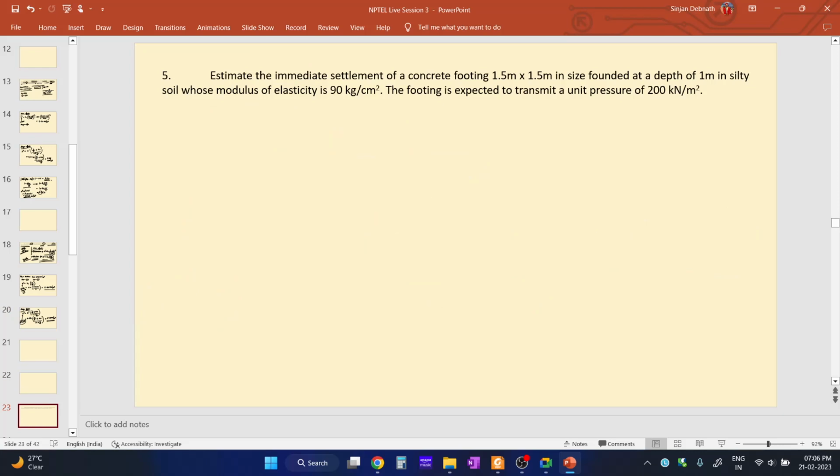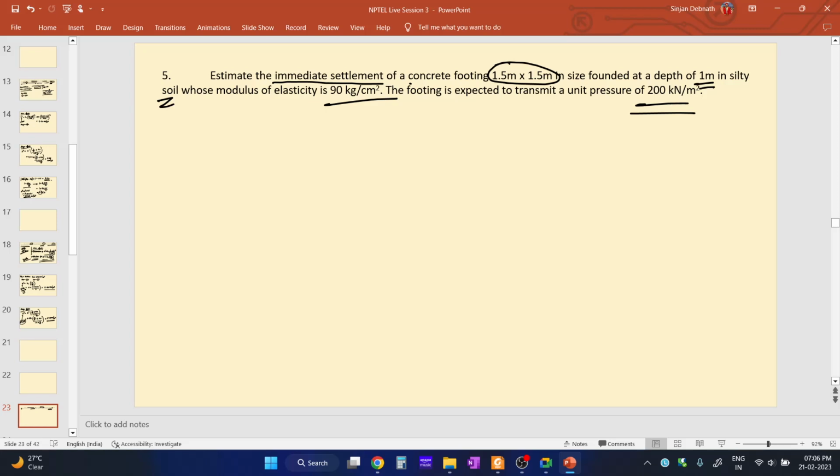So question number 5. What is question number 5? Estimate the immediate settlement of a concrete footing having dimensions 1 meter by 1 meter in size, founded at a depth of 1 meter in silty soil, whose modulus of elasticity is 90 kg per centimeter square. The footing is expected to transmit a unit pressure of 200 kilonewton per meter square. So here we have been asked to find out the immediate settlement.